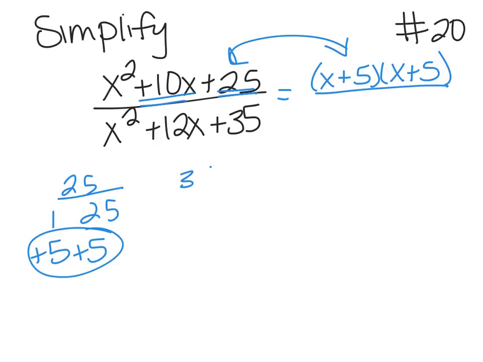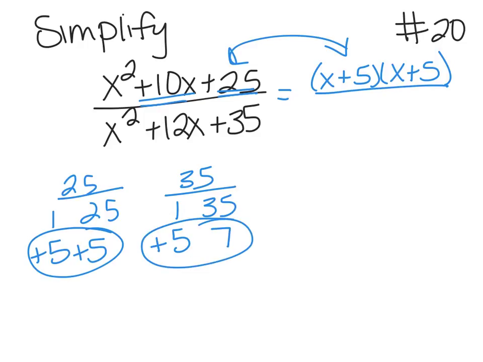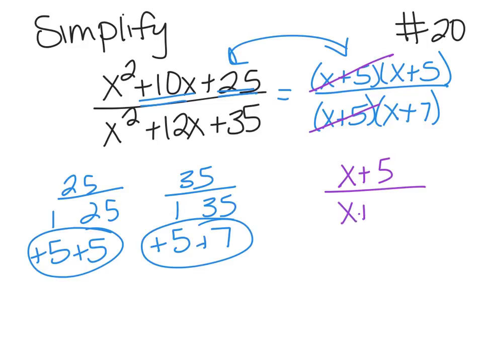Factors of 35. 1 and 35, 3, 4, 5 and 7. 5 and 7 add to give me 12 if they're both plus. So I have an x plus 5 and an x plus 7. Now, all I'm going to do is, like factors, I'm going to cancel top and bottom, so I can cancel one of those with one of those, and my final answer is x plus 5 over x plus 7.